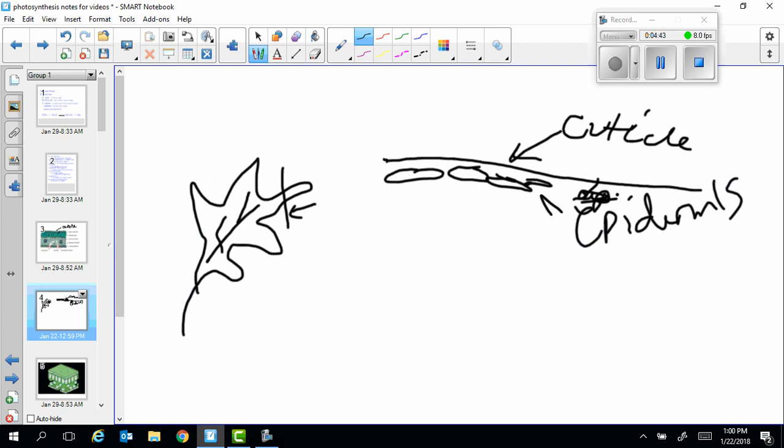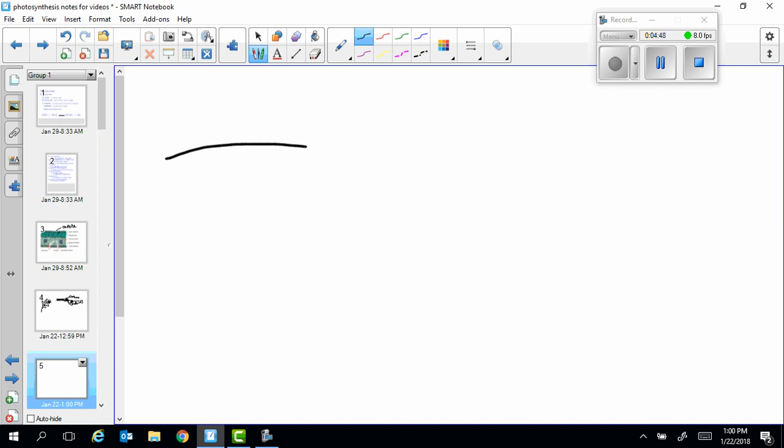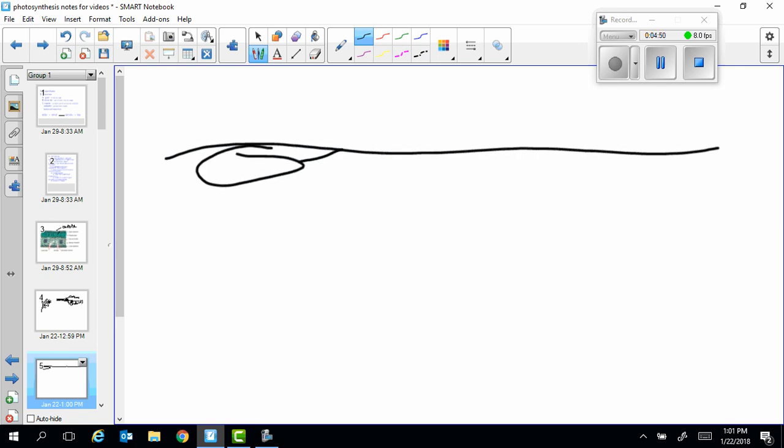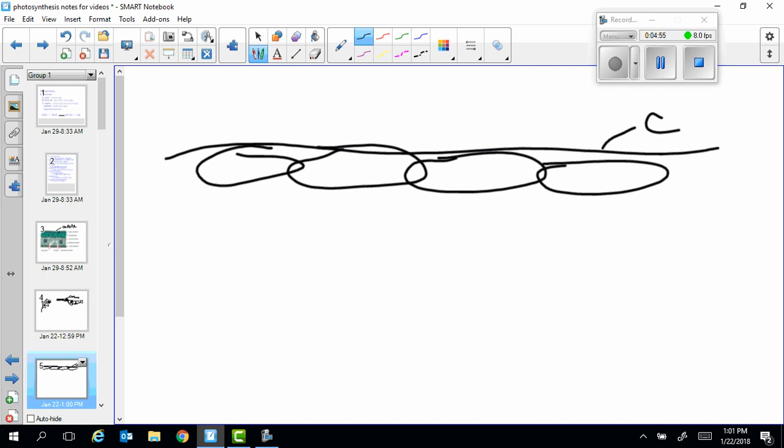That is the epidermis, that first layer of cells. Okay, I'm going to start a new one. Here's my cuticle. Here's my epidermis. I'm just writing with my finger, a little bit easier to do that. So that was cuticle. This was epidermis.